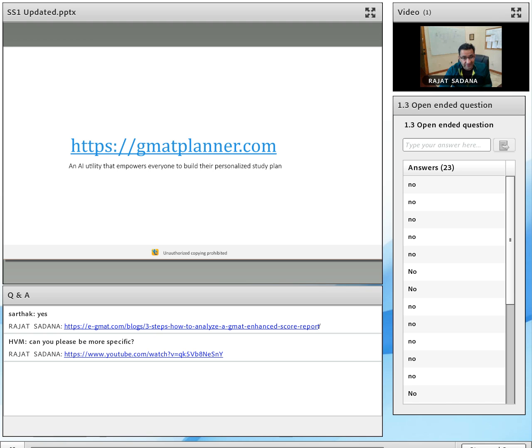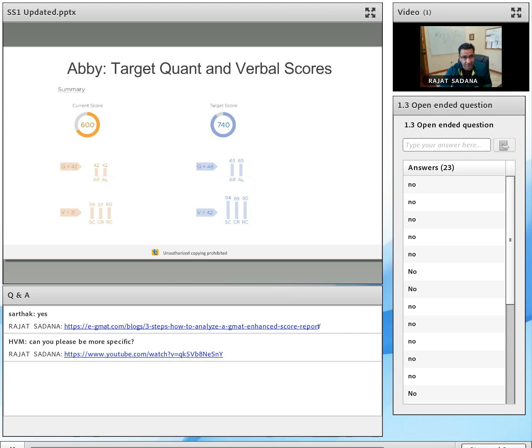Okay, the first thing is go to GMAT Planner, build your personalized study plan. So Abby goes to GMAT Planner and builds a personalized study plan, and I'm going to actually share this presentation with you. So if the fonts are not very legible over here, they will be legible in the presentation. And what GMAT Planner does is it recommends to Abby that Abby gets to a Q48, which is 65th percentile in quant, or 65th percentile in arithmetic and algebra, and then a verbal score of 42, and you can see the percentiles in SCCR and RC, which is in the 90th percentile or so.